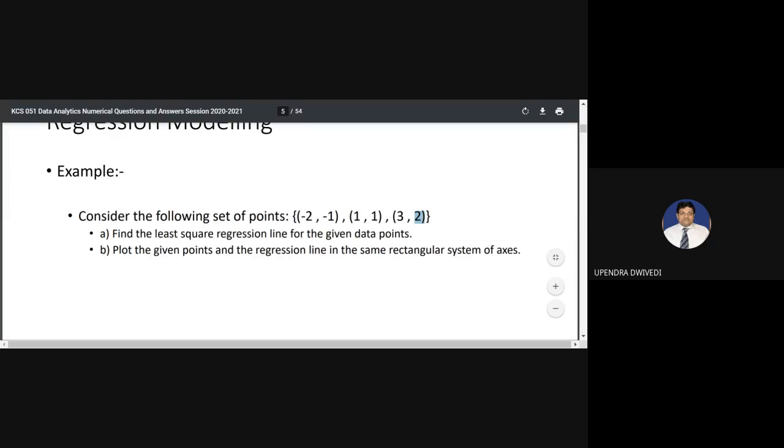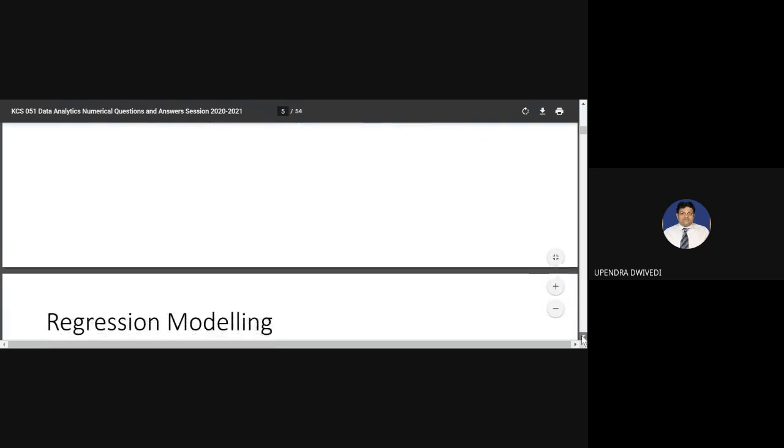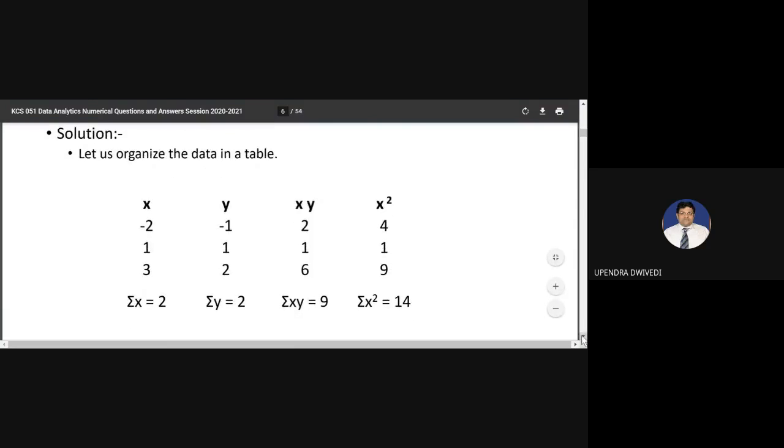Here we'll declare x1, x2, and x3, and y1, y2, and y3. Now the problem says find the least square regression line for the given data points. It means if you draw these points, then we have to find a line which can satisfy all the points or cross through all of them. To solve such a problem, we first have to design a table because these values are required in the formula.